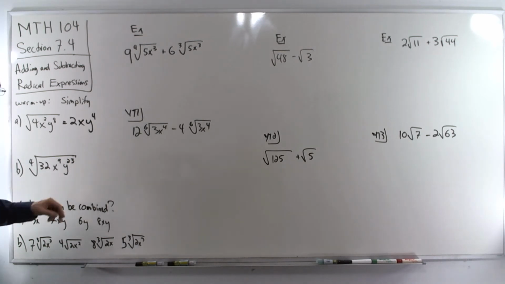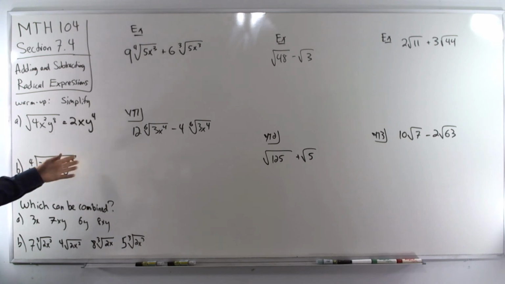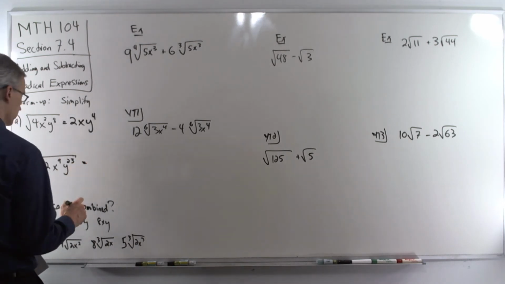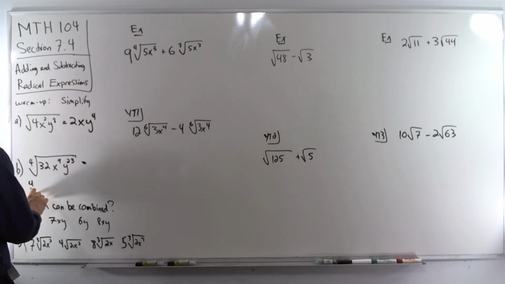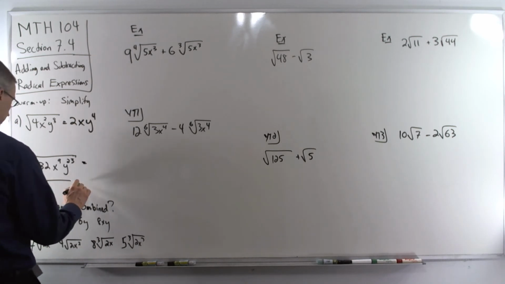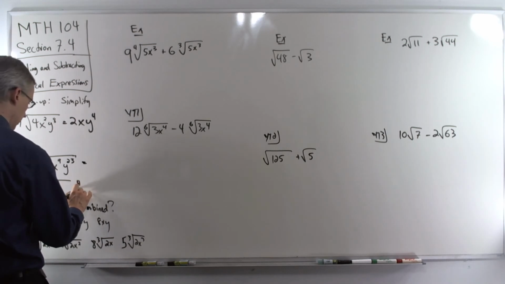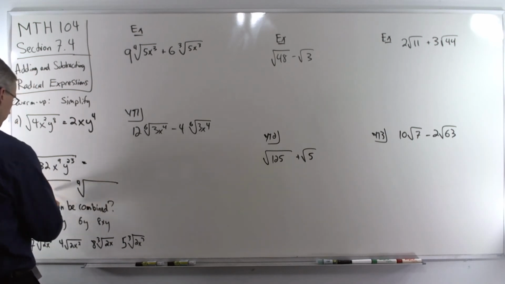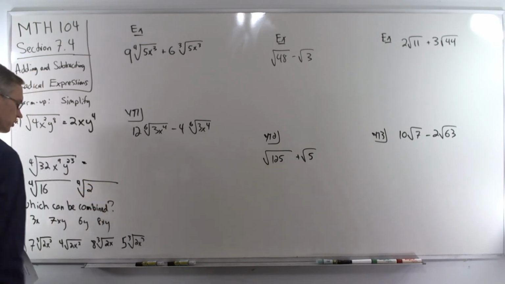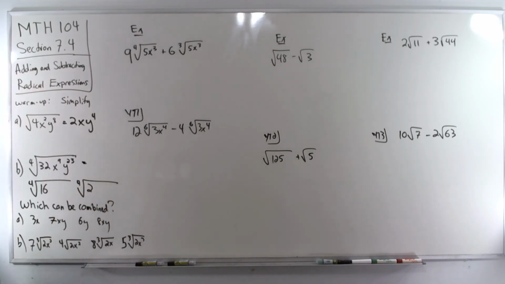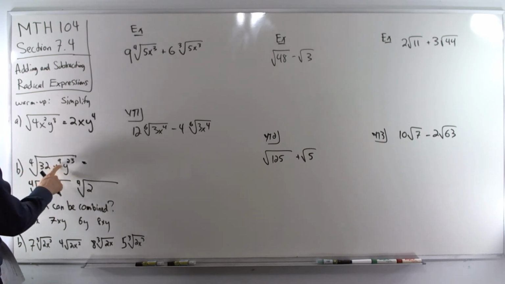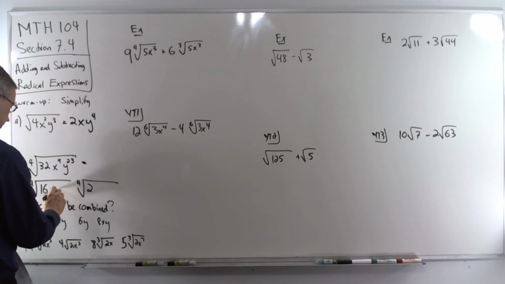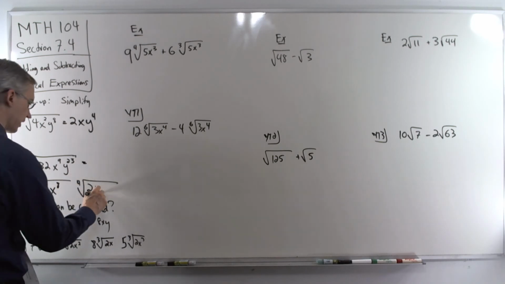Now here we're going to have to factor this into things that are perfect quads and then the leftovers. So 16 is a perfect quad, so we will do the 4th root of 16 over here, and 32 breaks up into 16 times 2, so 2 ends up in the leftover part. Now x to the 9th, we need the largest multiple of 4 that's less than or equal to 9, so that is 8. So we'll put x to the 8th power over here, and the leftover x goes off to the right.